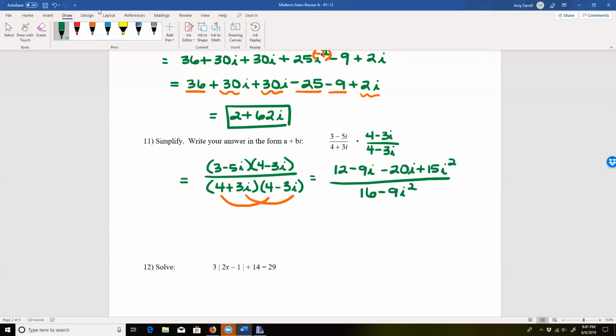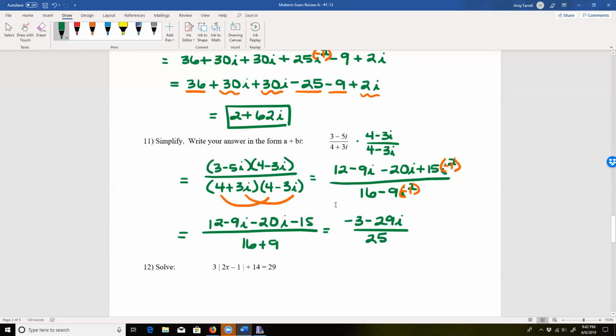Now we saw in the last problem that i squared is negative 1. So I'm going to replace this i squared with negative 1. It's going to change it to a minus 15. Same thing down here, but it's going to change it to a plus 9. So after replacing i squared with negative 1 in the numerator and denominator, I now have 12 minus 9i minus 20i minus 15 all over 16 plus 9. Combining like terms gives me negative 3 minus 29i all over 25.